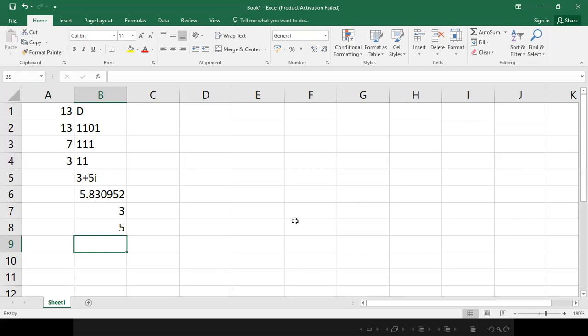Then I call several functions. IMREAL gives me 3 as the result. IMAGINARY gives 5 as the result. IMABS gives me the absolute value of these two. I am not teaching you mathematics, so I cannot go beyond this in imaginary numbers. It's very easy, but we don't have much time for discussion about all those things. You just take a look.